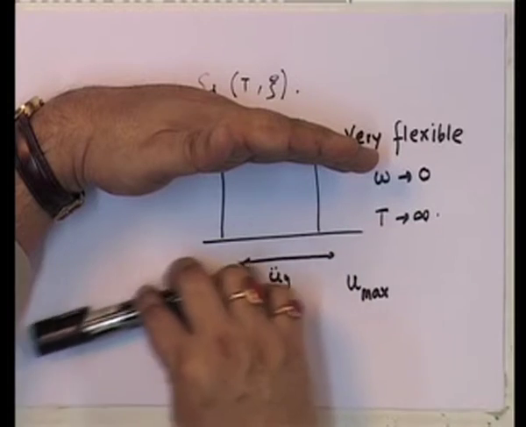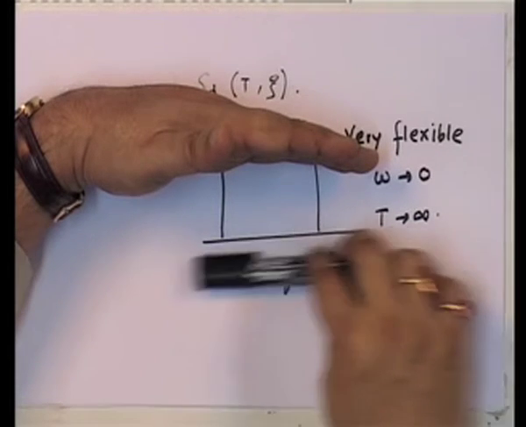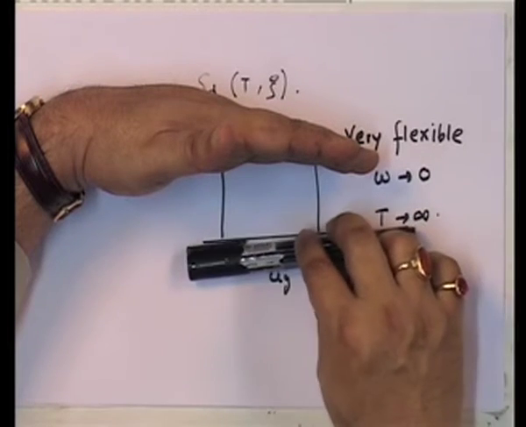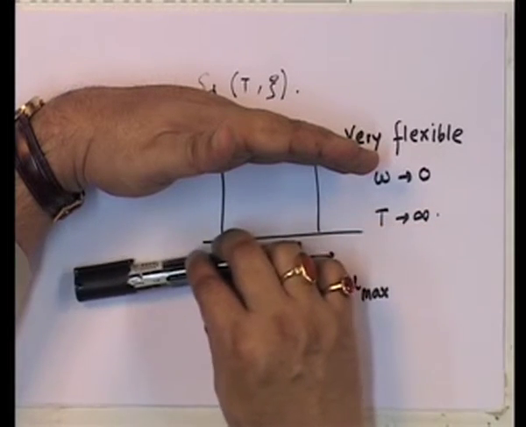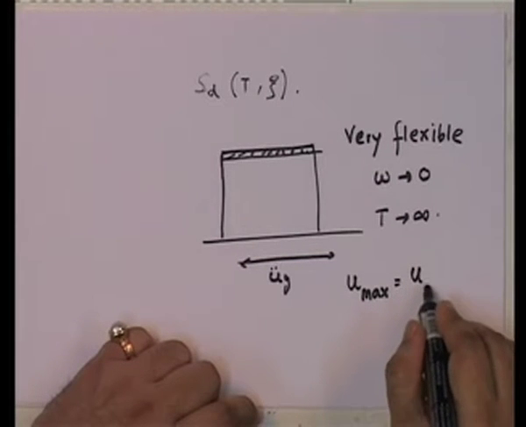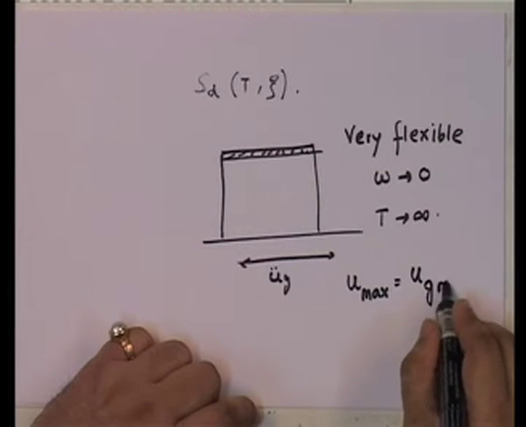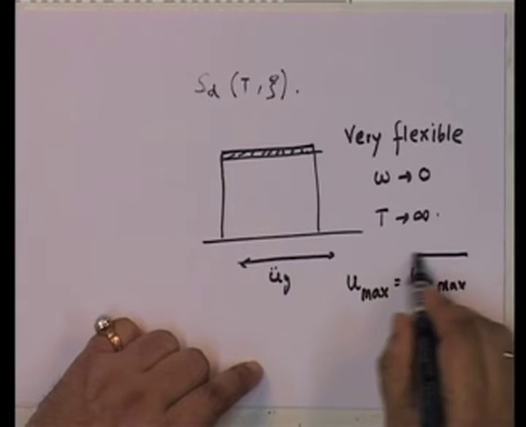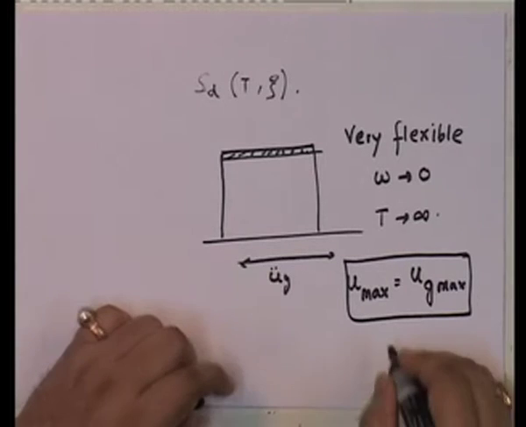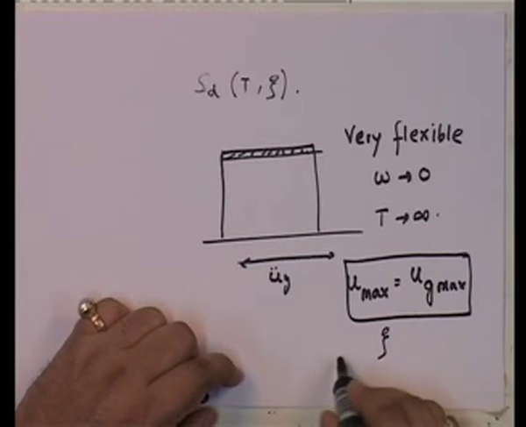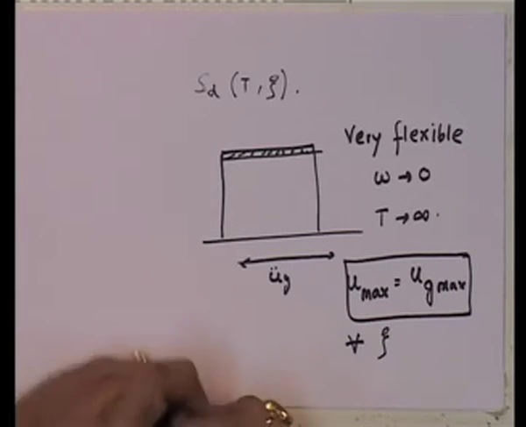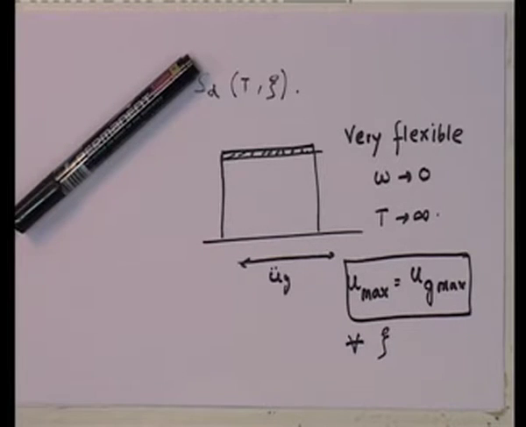So, what is the peak motion? The peak displacement, peak deformation is going to be what? Peak deformation is going to be equal to the peak ground displacement. Again, this is for all xi.